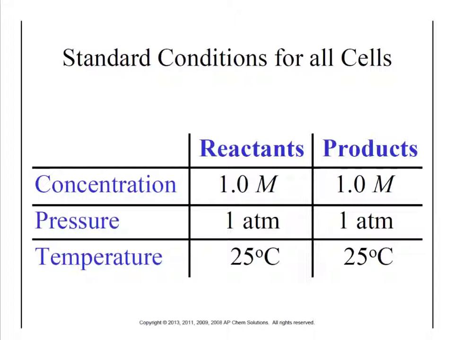All of our calculations are going to be based upon standard conditions again, which means that the concentration of reactants has to be 1 molar, same thing with the products. If it's a gas, pressure is at 1 atmosphere, and temperature is at 25 degrees Celsius. Conditions like that always have to be matched in order to be the standard conditions. And what that means is you're going to be calculating the E standard of the cell.